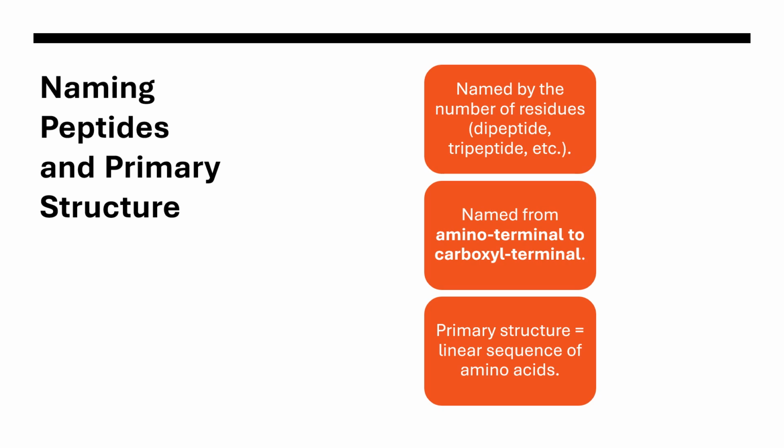Peptides are chains of amino acids, and we name them based on how many residues they have. For example, 2 amino acids form a dipeptide, 3 form a tripeptide, and so on. We always list the sequence starting from the amino terminal, that's the end with the free amine group, and go toward the carboxyl terminal. This order isn't random. It reflects the way proteins are built inside cells. This is a linear sequence, and it's called the primary structure of a protein.